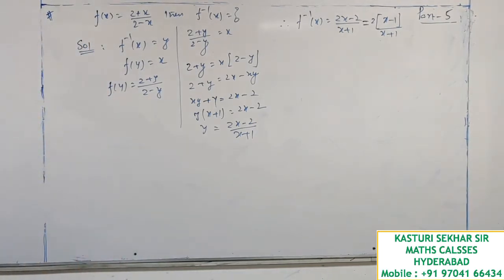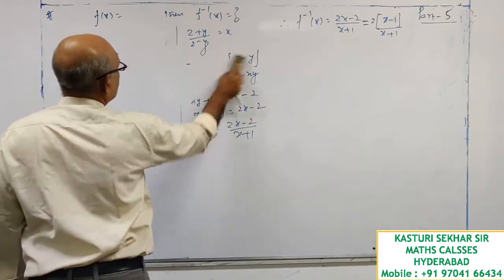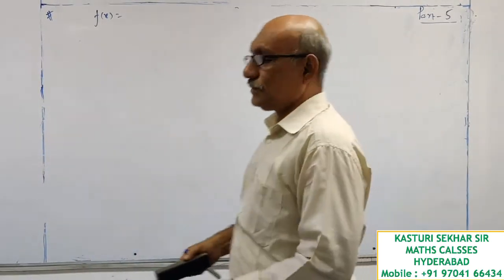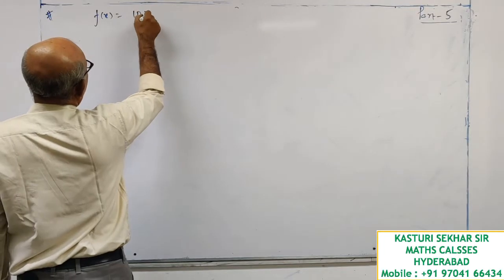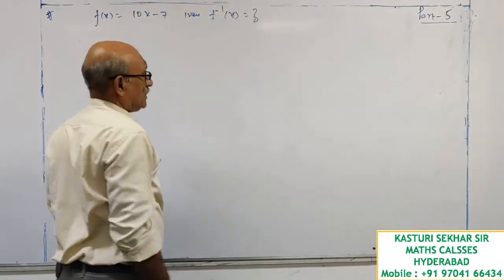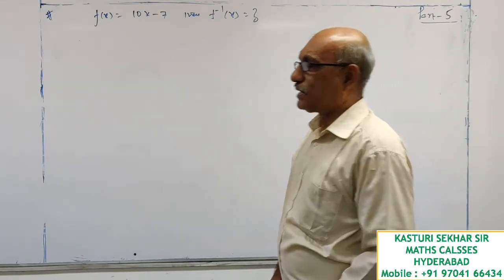Okay. Next question. F of x is equal to 10x minus 7. Then f inverse x is equal to what?